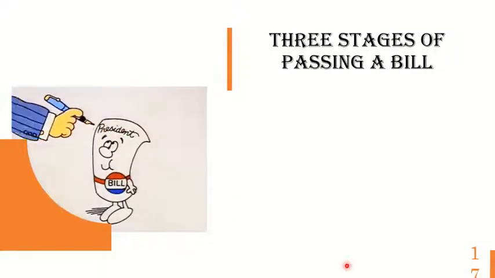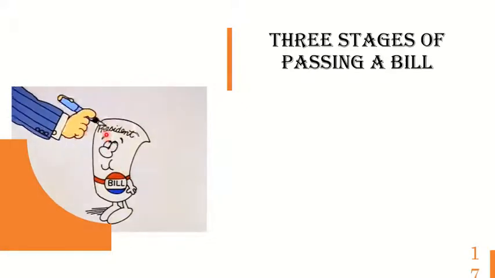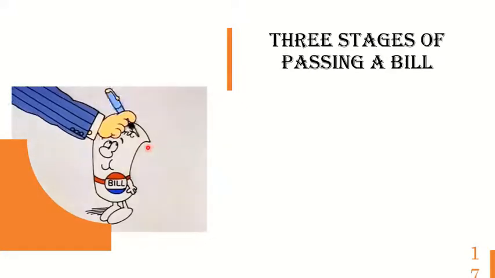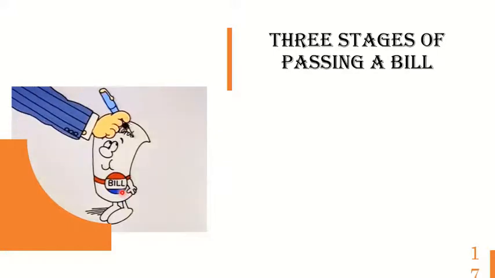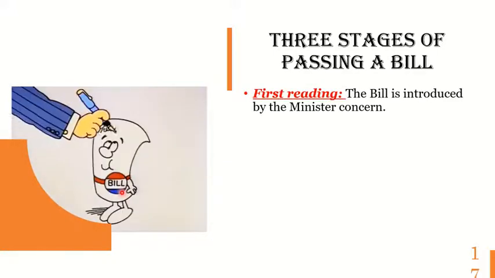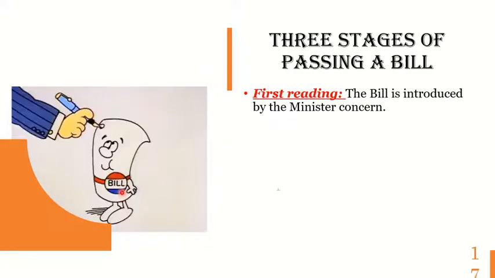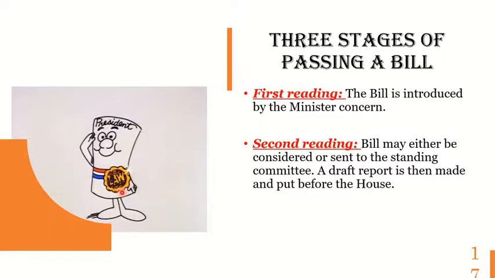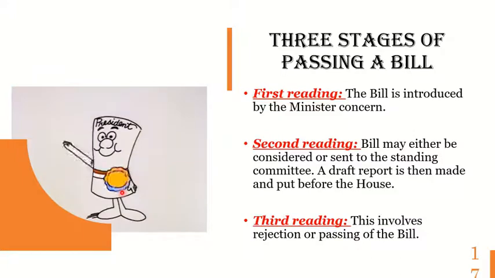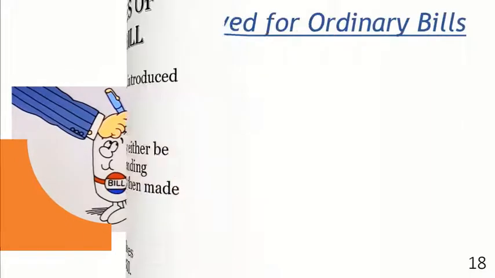So there are three stages of passing a bill. Now here you can see until it is passed and signed by the president, a bill does not become a law. Now the three stages are: first reading, where the bill is introduced by the ministers concerned. The second reading includes the bill that may either be considered or sent to the standing committee. Then a draft report is made and put before the House. And the third stage, that is the third reading, is where the bill is rejected or passed.